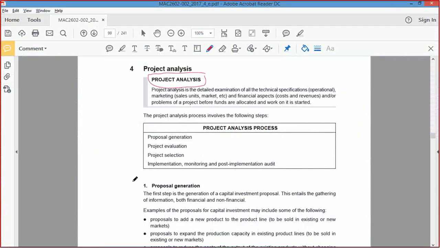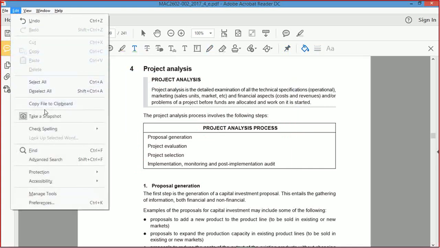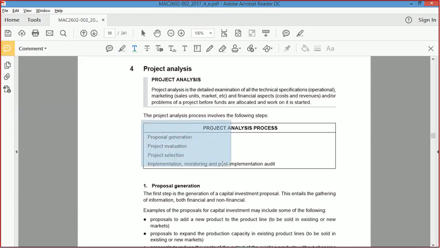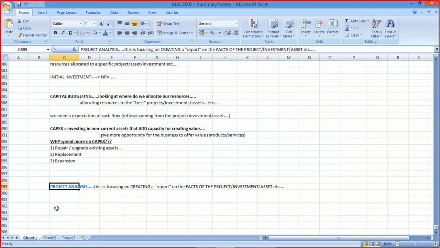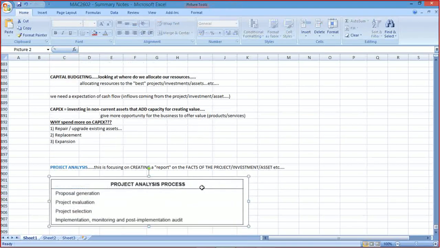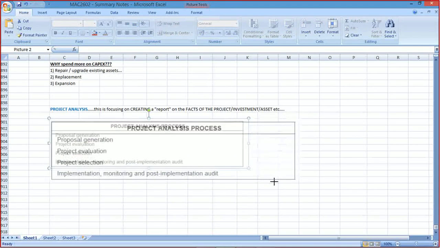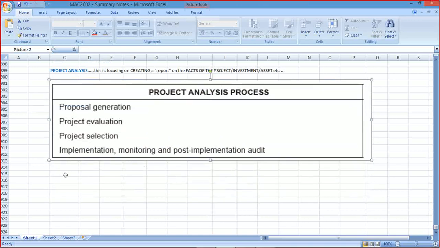So there's a few things that they mention here in terms of theory. The process. You need a proposal. Then you need to evaluate. Then you need to select. Then you need to implement. Okay, I'm going to take this from the actual textbook because it summarizes everything in terms of the actual process, and it's well laid out over here. So I'm just going to copy this through to your notes. Okay, so let's paste that there. Right, so this is the project analysis process. Let's summarize each of these.